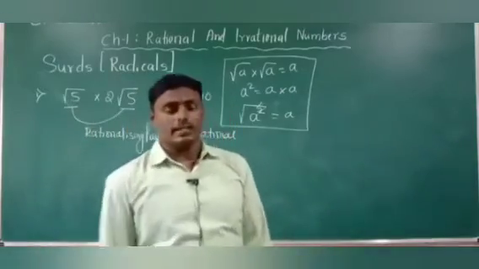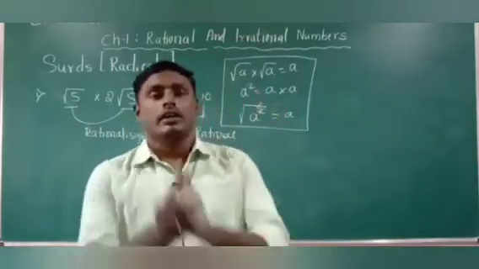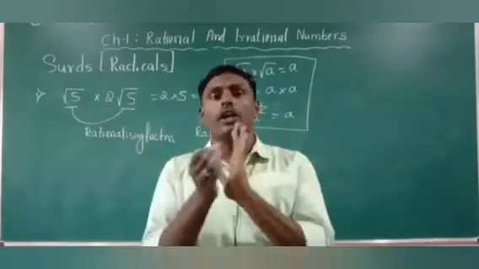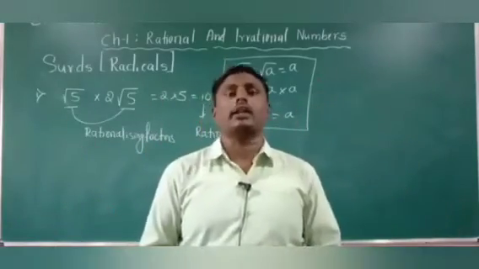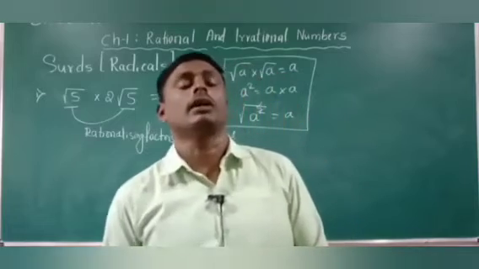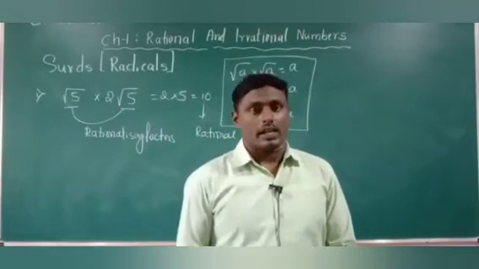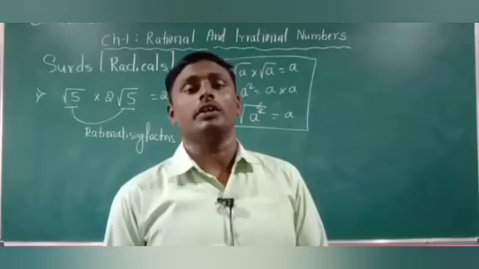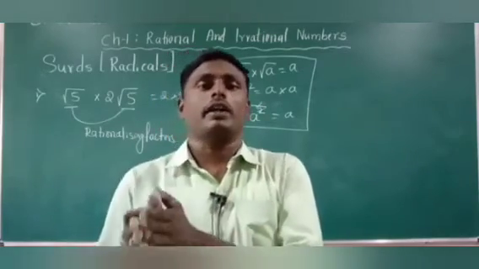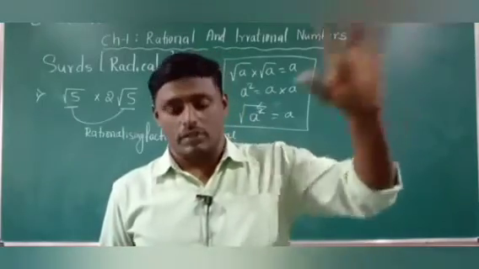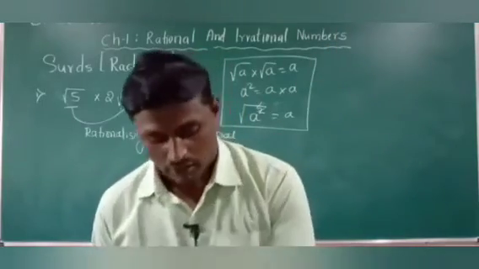So rationalizing means the product of two irrational numbers. When we multiply the irrational numbers, we get a rational number. That process is called rationalizing. The irrational numbers involved are called rationalizing factors, and the product or result is called a rational number. Okay, next one.